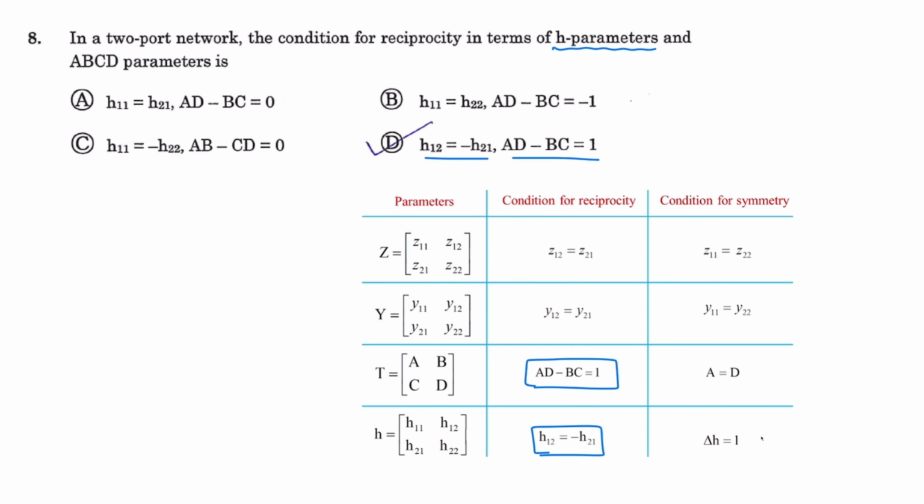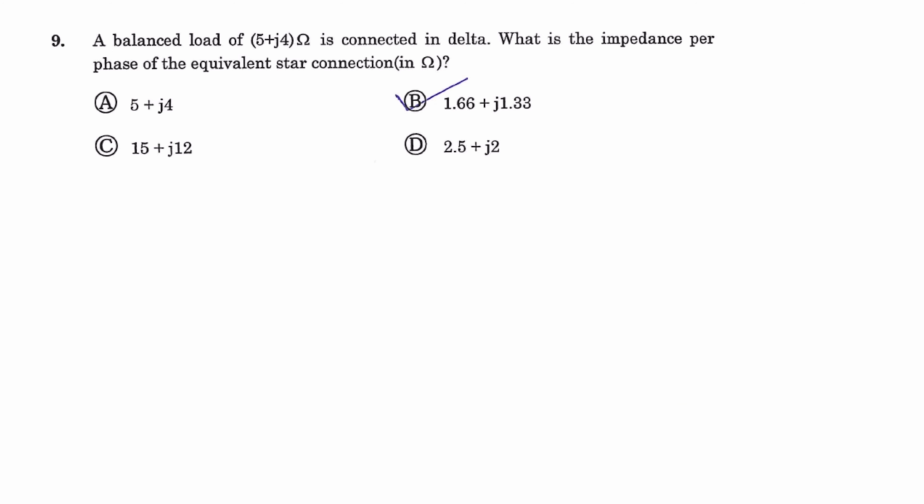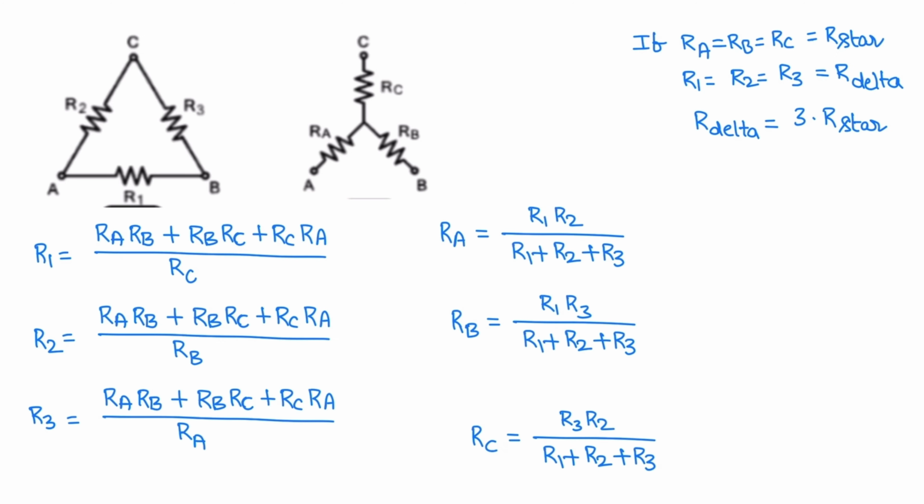A balanced load of 5 plus 4j is connected in delta. Then what is the impedance per phase of the equivalent star connection in ohms? Let us see how to transform a delta network to a star network and a star network to a delta network. These conversion formulas are given below.